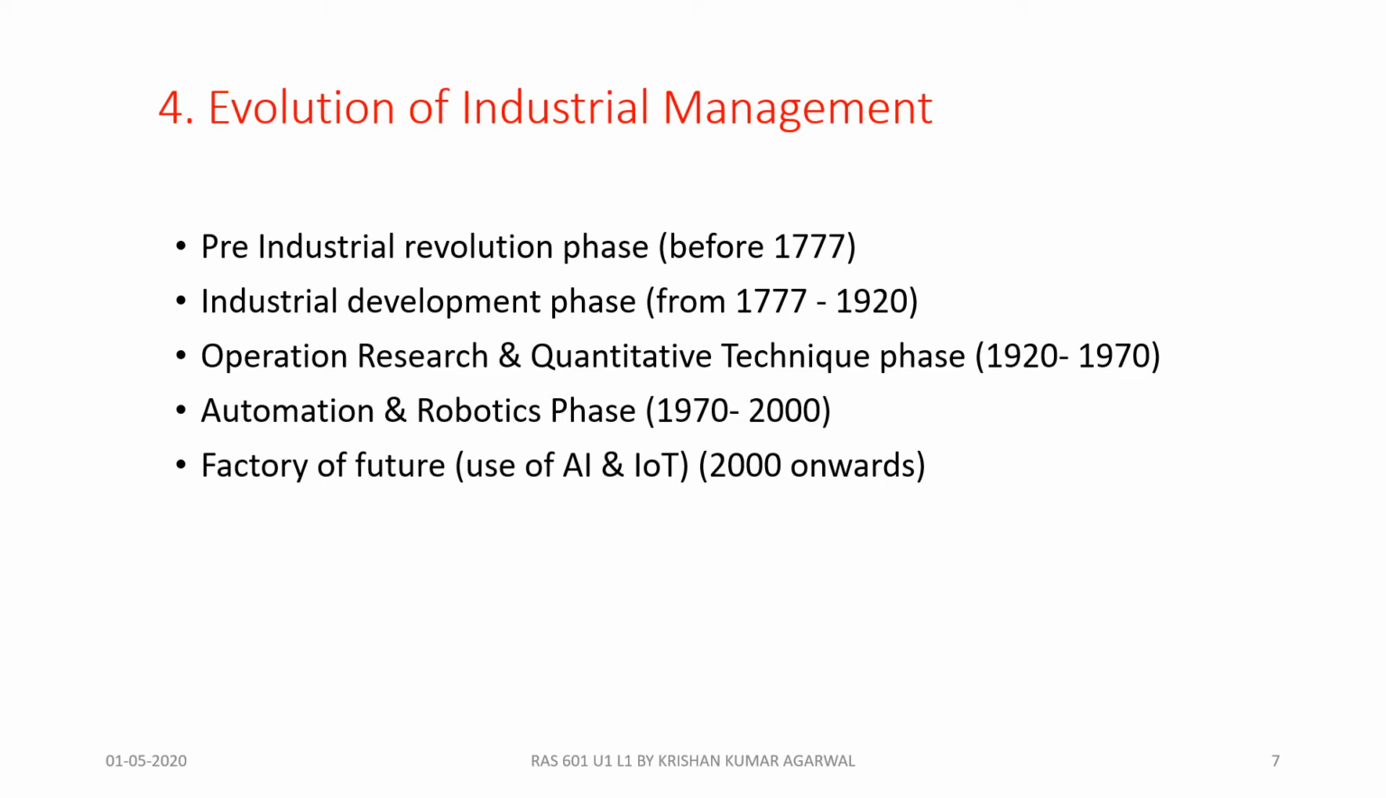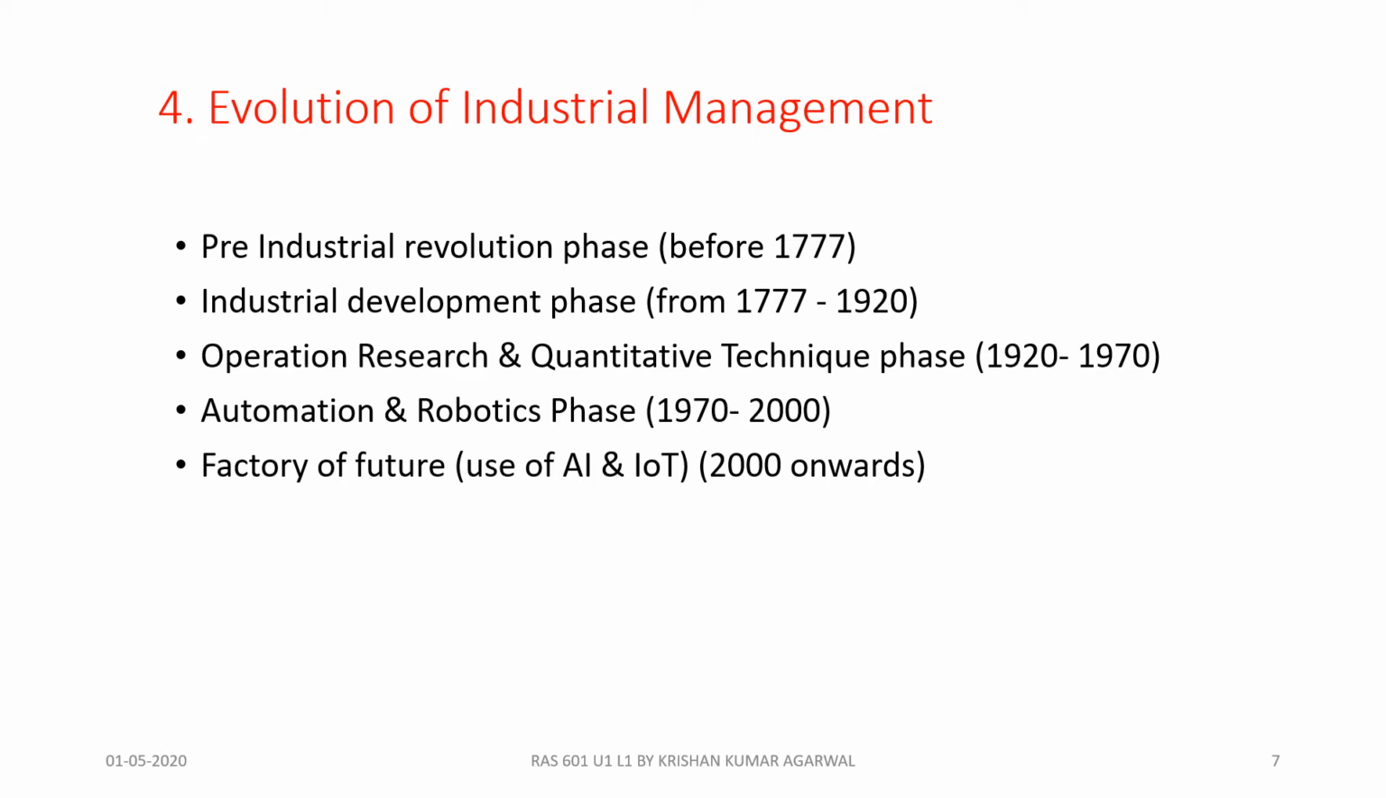We will discuss the evolution phases of industrial management. There are various phases through which industrial management evolved as a concept. Earlier, before the industrial revolution, that is before the invention of the steam engine, the phase is known as the pre-industrial revolution phase. In this phase, the tools and equipment were not there, and humans were essentially dependent on animal power, and they used to take animal power for their day-to-day work.